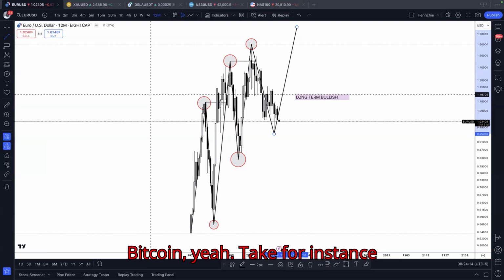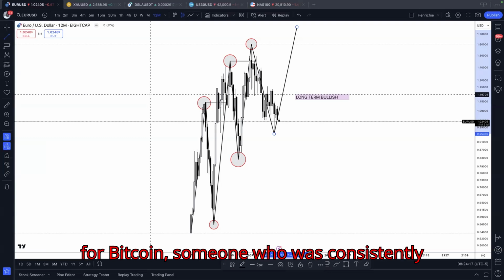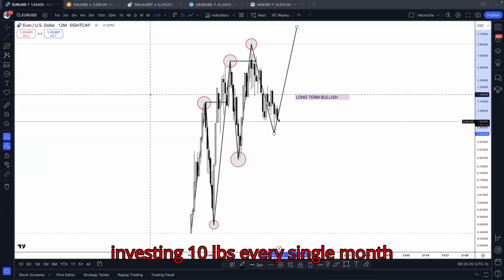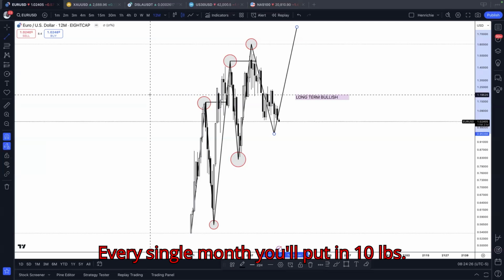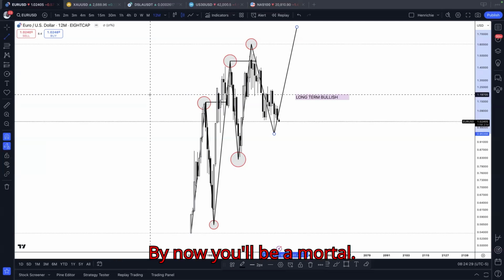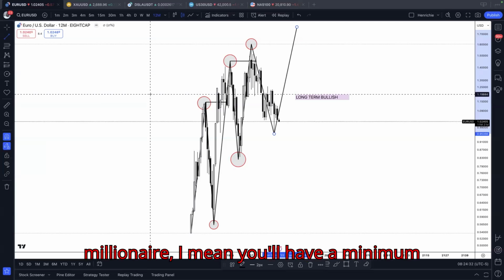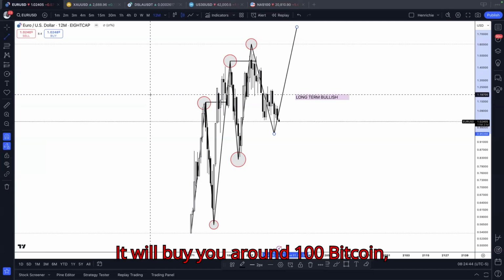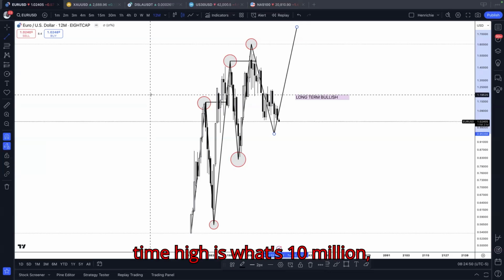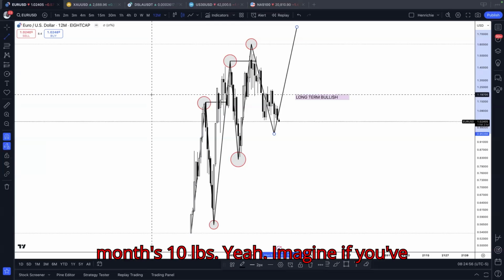Take, for instance, I believe you know about Bitcoin. You've heard about Bitcoin. Take, for instance, someone who was consistently investing £10 every single month from 2011 in Bitcoin. Every single month you're putting £10. By now, you'll be a multi-millionaire. When I say multi-millionaire, I mean you'll have a minimum of 50 million. In 2011, £10 will literally buy you around 100 Bitcoin. And 100 Bitcoin at all-time high is, what, 10 million. And that's just one month's £10.